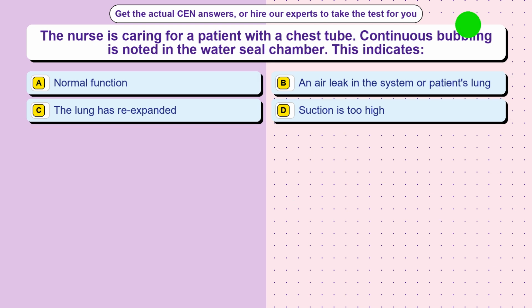Question 96. The nurse is caring for a patient with a chest tube. Continuous bubbling is noted in the water seal chamber. This indicates Option A, normal function. Option B, an air leak in the system or patient's lung. Option C, the lung has re-expanded. Option D, suction is too high.